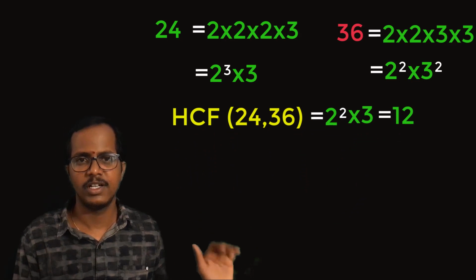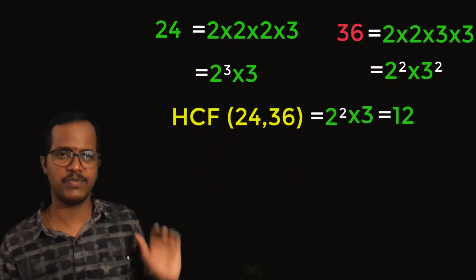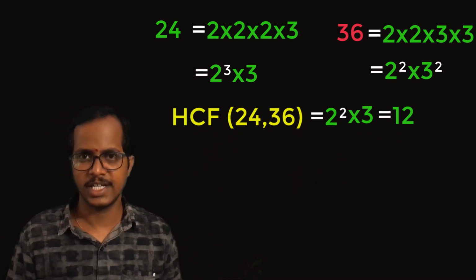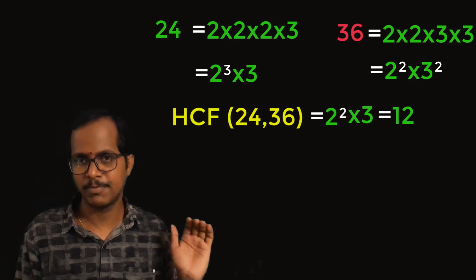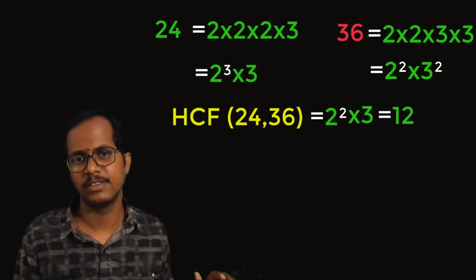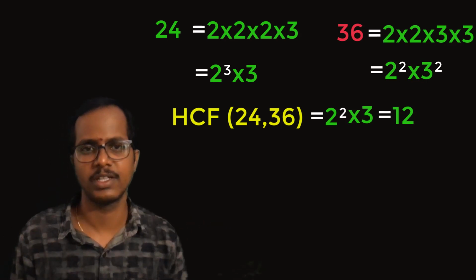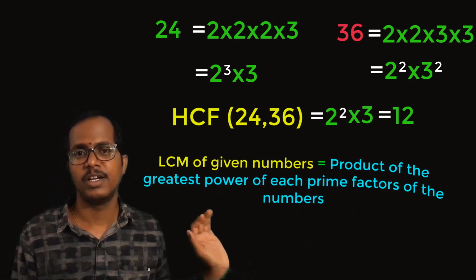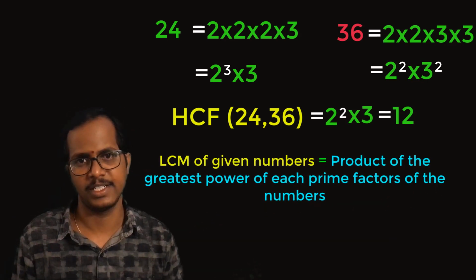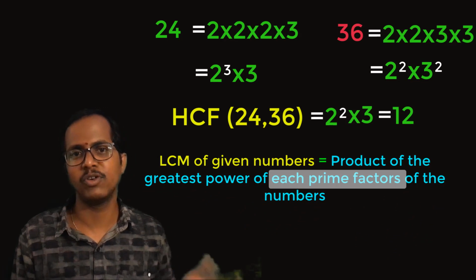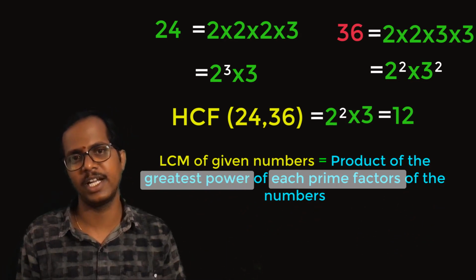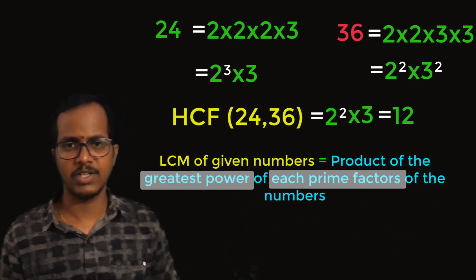Now let us find the LCM. To find the LCM, we need to consider the greatest power of each prime factor of the given numbers. Here, we need to take each prime factor which appears in both the numbers with their greatest power. So let us see.